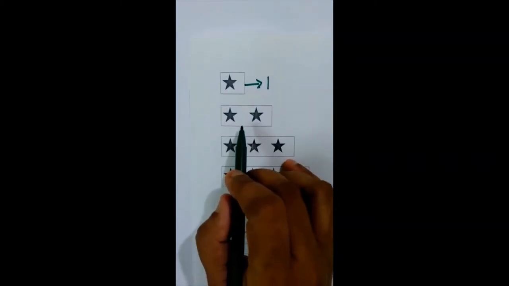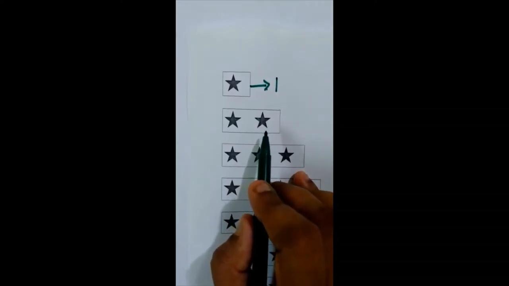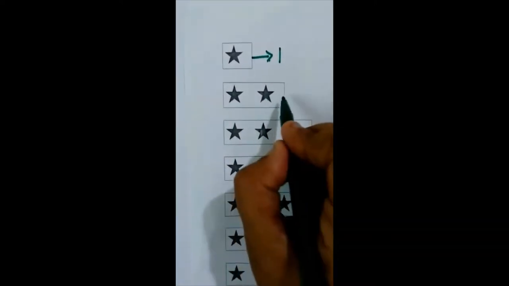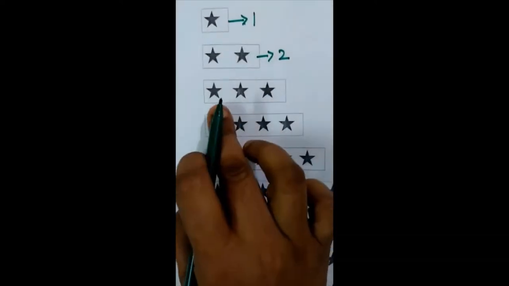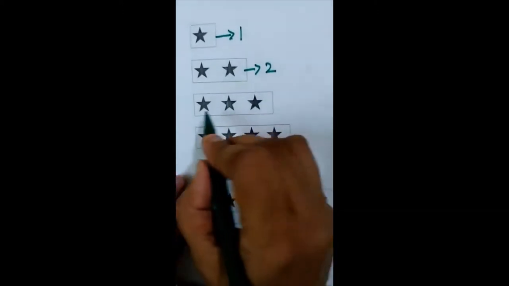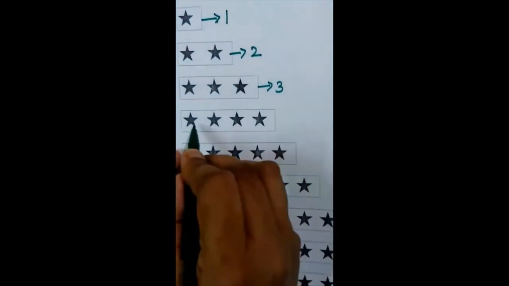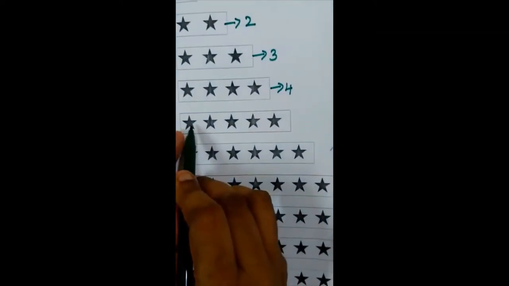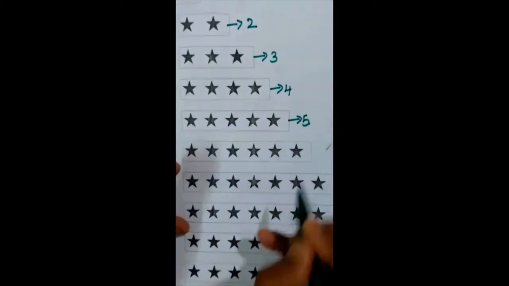Now let us take the second group here. How many figures are there in the second group? We can count one, two. Two figures. Let us count the number of figures in this group. One, two, three, four figures are there in this group. Here one, two, three, four, five. Five figures are there in the fifth group.